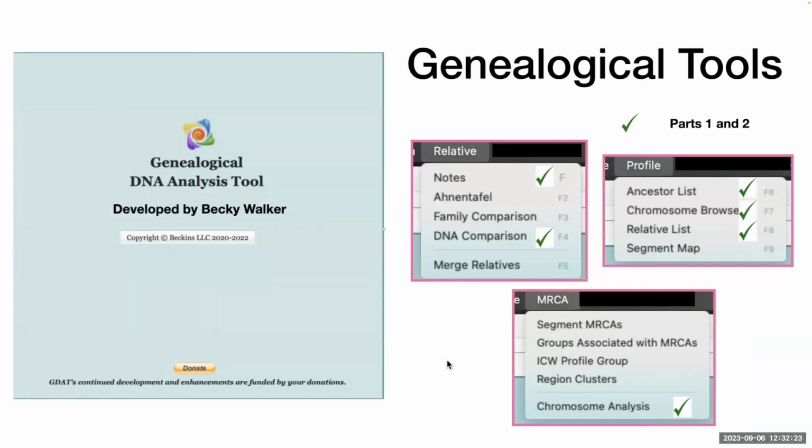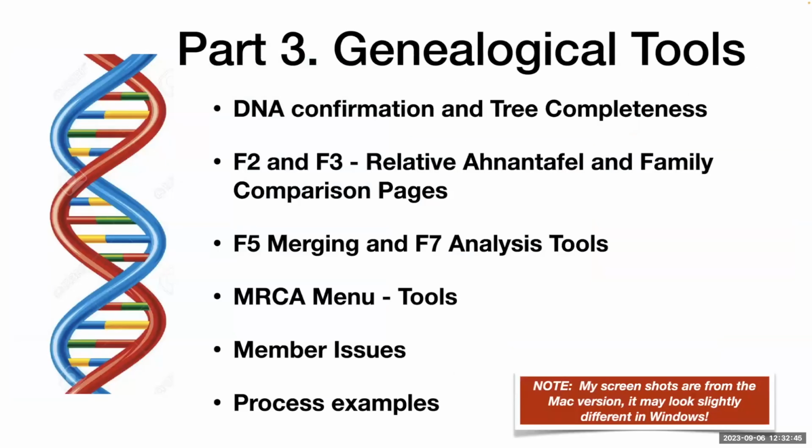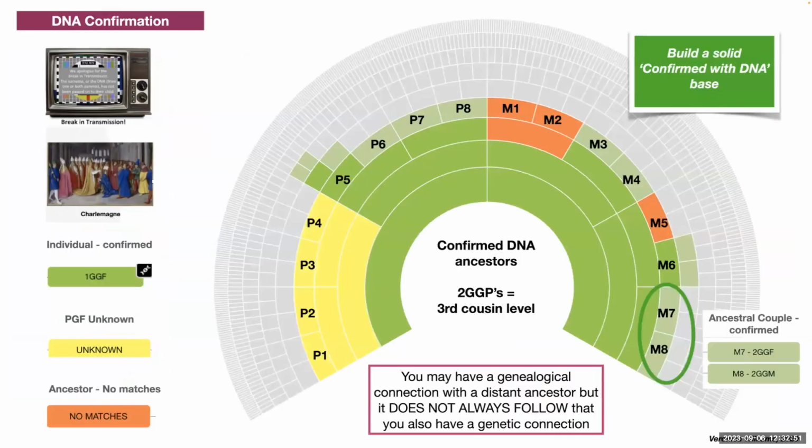Okay, so genealogical tools. We've covered some of these things already. I think I said at the very beginning that we had 3 areas to cover: relative profile and MRCA, which are different workspaces. But I'm going to work through some of these genealogical tools now. So there's those things we're going to work through. Now, most of you who have done the chromosome analysis course will know that we need to be confirming our base with making sure that we're looking at the right ancestors, and that is particularly important for chromosome analysis.